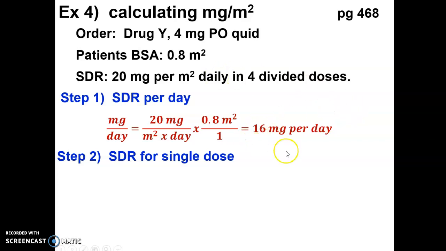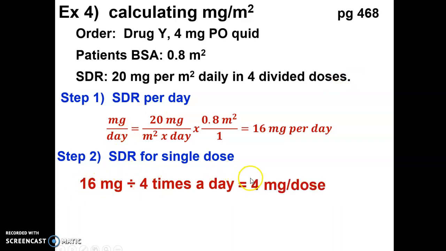So that 16 milligrams is supposed to happen per day. Remember, we said that the safe dosage range said to split it into 4 divided doses. So let's take that 16 milligrams divided by 4 times a day. 16 divided by 4 should give you 4, so we have 4 milligrams per dose. Now that's looking better, right?